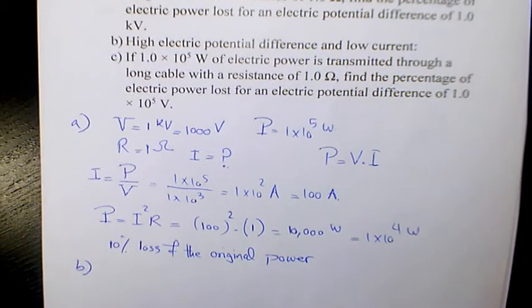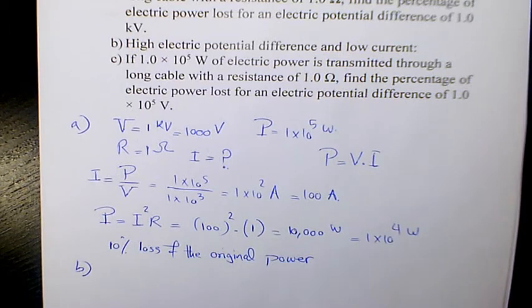Part B, it says high electric potential difference and low current. In this situation, if 1 times 10 to the power of 5 watts of electric power is transmitted through a long cable with a resistance of 1 ohm, find the percentage of electric power lost for an electric potential difference of 1 times 10 to the power of 5 volts.